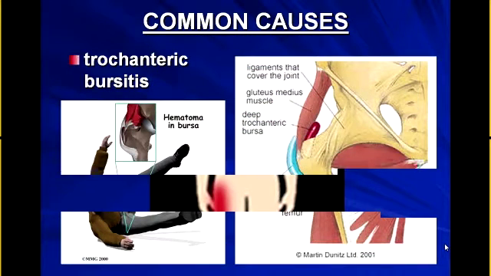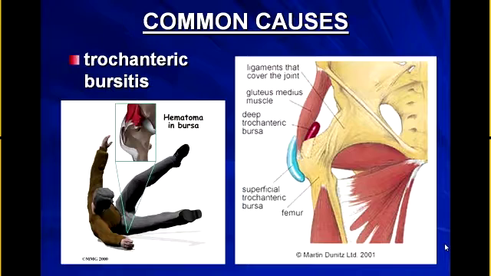Probably the most common is trochanteric bursitis, so a fall. So we have a deep and a superficial trochanteric bursa. The superficial is between the skin and the greater trochanter and glute med, and the deep is between glute med and the trochanter. So certainly a fall. It could also be due to rubbing across this area, so it could be the IT band snapping across the greater trochanter and creating a bursitis.